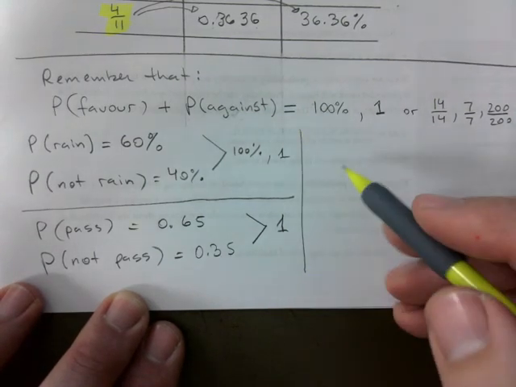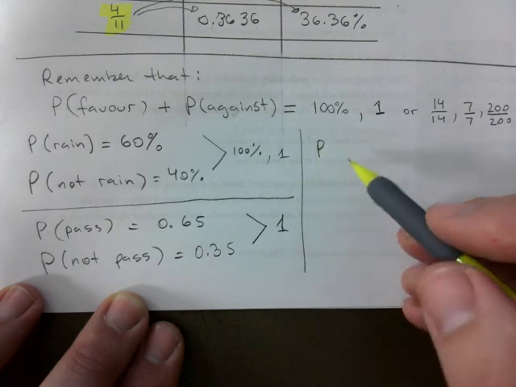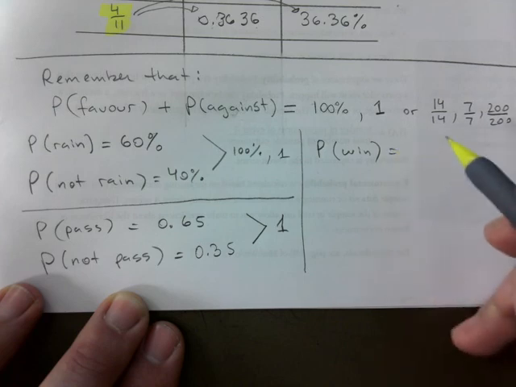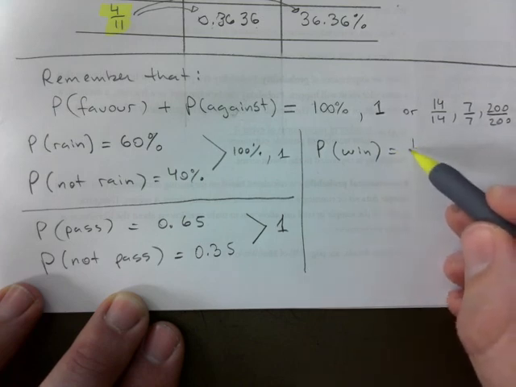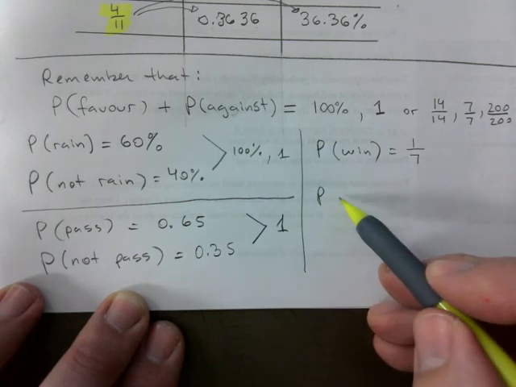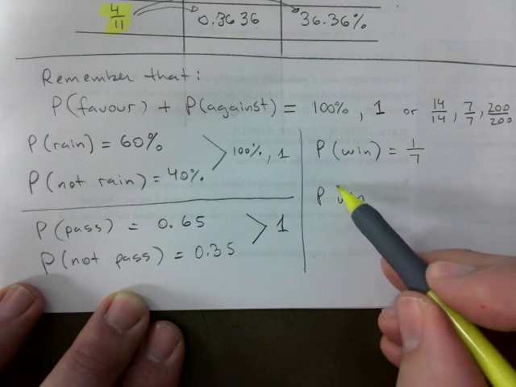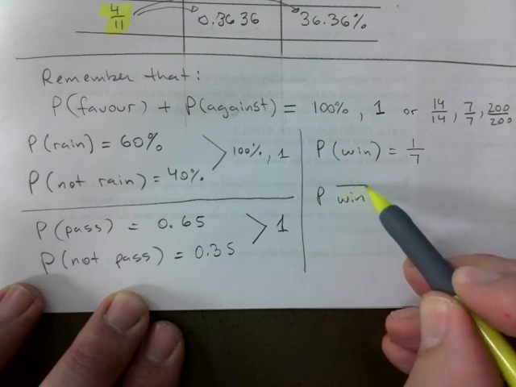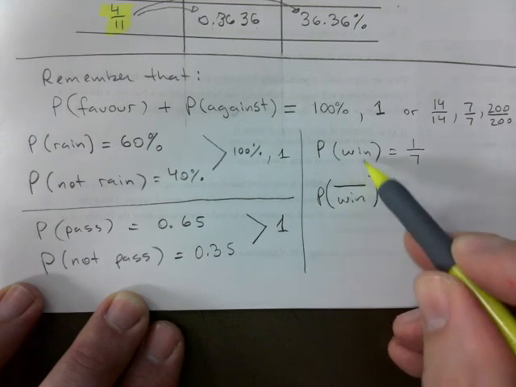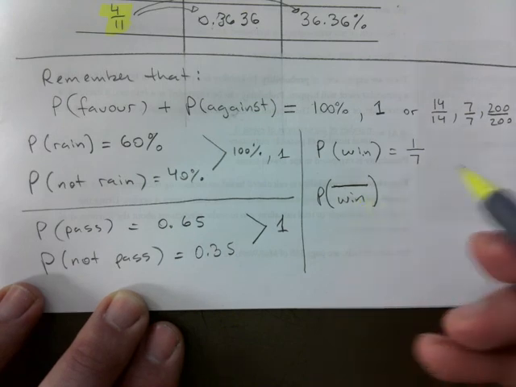Another one, probability of winning, the Jets winning. I apologize for this, but that's just what it is. Listen carefully, look carefully. A bar on top of the word means not, right? Win and not win. So don't let that throw you off.